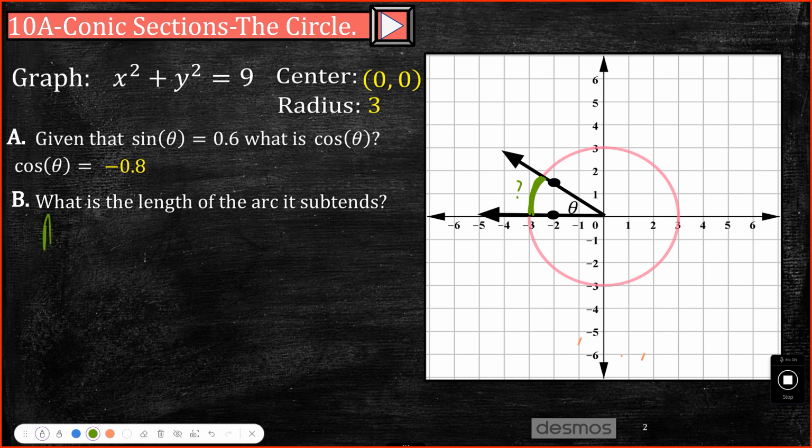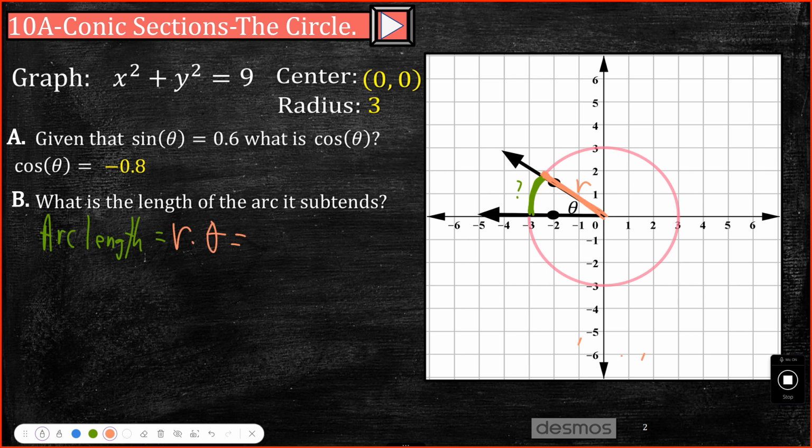So the arc length will equal the length of this arc. Does anybody know what would be the length of this arc, of that part of the circle? It will be the length of the radius, all the way the radius, times theta. So it'll be r times theta is the answer.